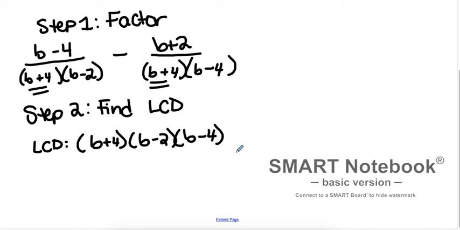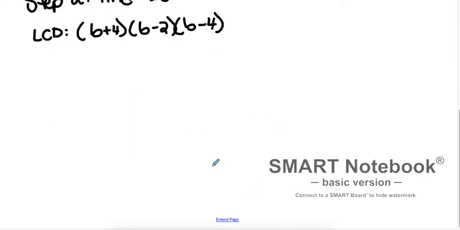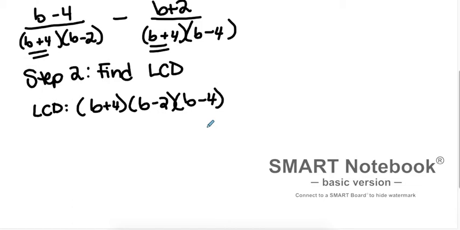Okay, so let's take a look at our fractions. So here's one fraction, and here's the denominator of this fraction, b plus 4, b minus 2. If you look, it has the b plus 4, it has the b minus 2, it's missing the b minus 4. So we have to take this fraction and multiply the top and the bottom by b minus 4. Actually, I want to write this out so you guys can see.